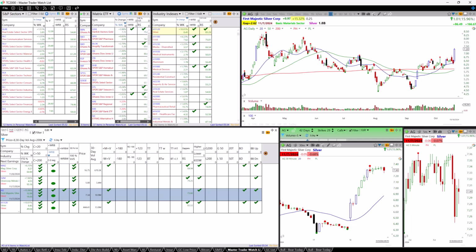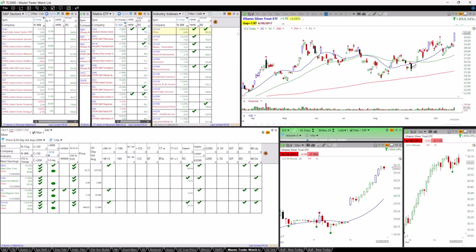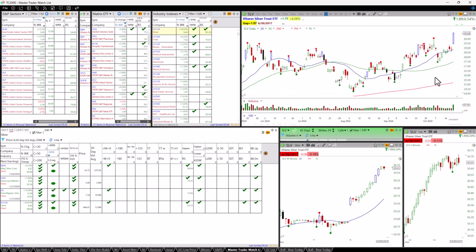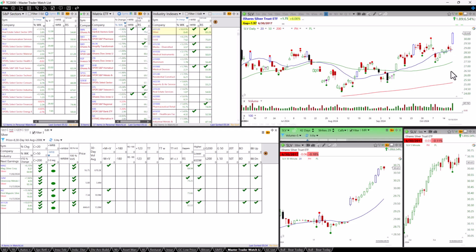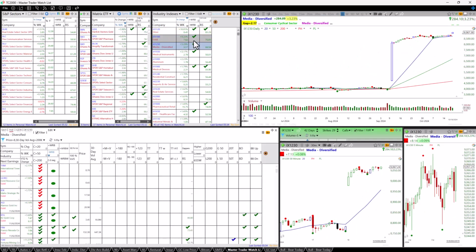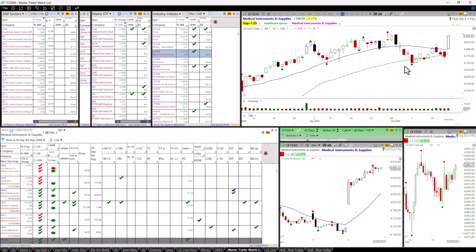I'm going to put that in another list right there and check this out on Monday to see what it might do. We can also look at an ETF. Here's a silver ETF. So in this MT Live this coming week, we're going to be talking about ETFs. So here's one that I think we will be focused on tomorrow, looking for a buy setup, which could be intraday. Gold performing. And as you can see, medical instruments broke out.